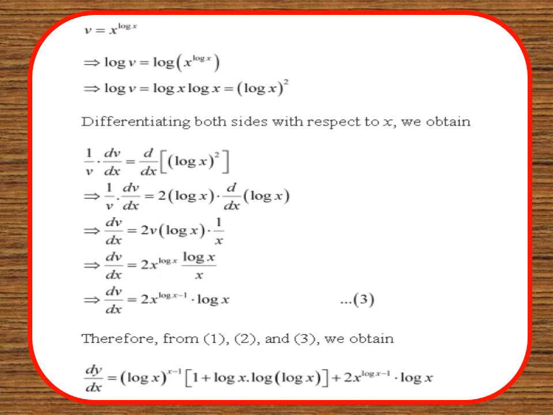Now the second one was v equal to x^(log x). Again taking log of both sides, we get log v is equal to log x into log x, which is (log x) whole square. Clear? So differentiating both sides, we are getting 1/v dv/dx, and first we have to differentiate the power, so 2 log x, and then for log x it is 1/x. So after multiplying v to the RHS, we are getting dv/dx as our equation 3. So from equations 1, 2 and 3 you will get your desired value of dy/dx. So pause and note down the solution.